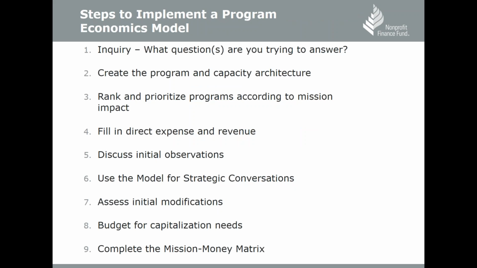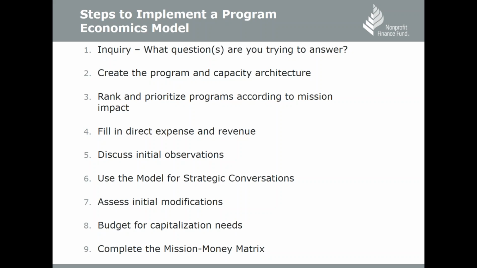Okay. So these two slides are really just a wrap up. If you're interested in completing a program economics or direct methodology exercise on your own, here are the 9 steps. And by the way, we went through each one of these 9 steps as we went through the detail of this presentation. So the first one is inquiry. What question are you trying to answer?